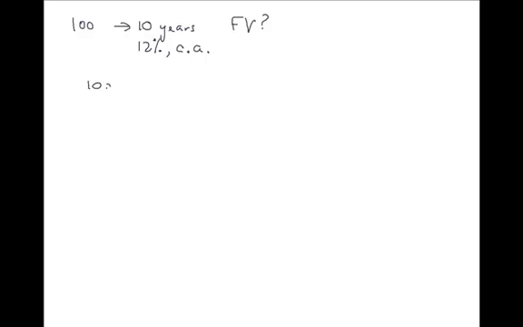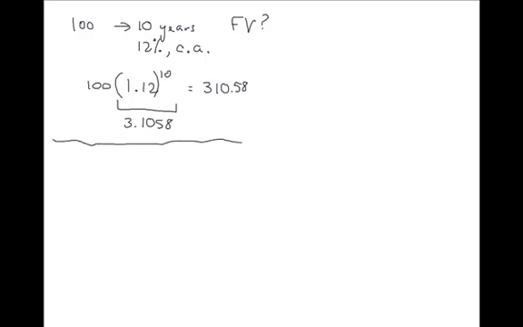using the equation, I'd take $100, which is my present value, times 1 plus I being 0.12, to the power of n is 10, and I'd solve for the future value. My interest factor right here is 3.1058. Multiply that by 100, and that gives me $310.58.